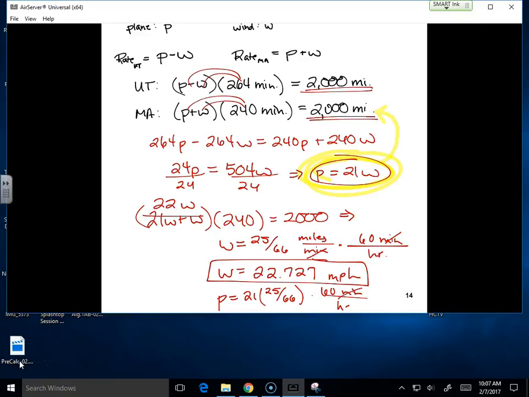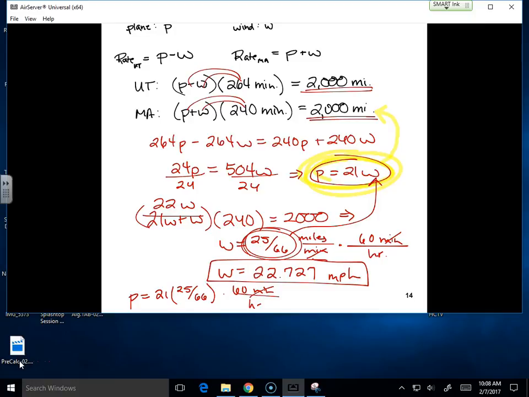So what is 21 times 25 times 60 all divided by 66? Remember, even though you did get miles per hour for wind, the whole problem was in terms of minutes per hour, so we have to plug back in that original 25/66. Then convert, hence why I have the times 60 minutes per hour. And what do you guys get? Hopefully it's a lot faster than the wind. 477.272. Anybody back them up?